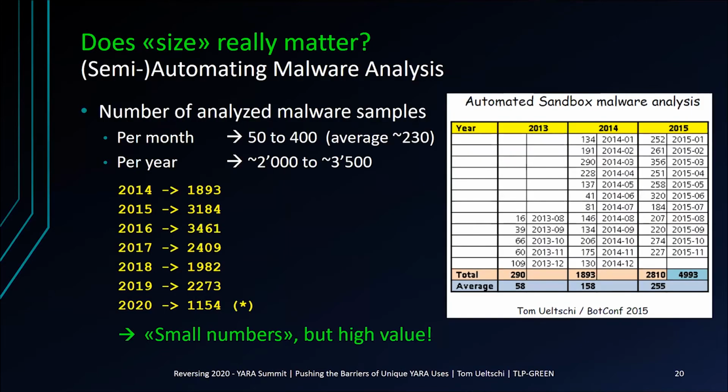Over the 7 years, I analyzed between 50 to 400 samples per month and about 2,000 to 3,500 per year. By the end of 2015, it was just around 5,000 samples. Today, there are about 17,000 samples analyzed. To some of you, these may be small numbers, but to us, the value is high since these samples were found in an intrusion attempt, which was blocked here at Swiss Post.